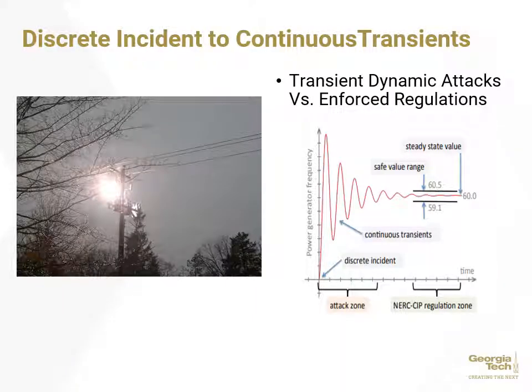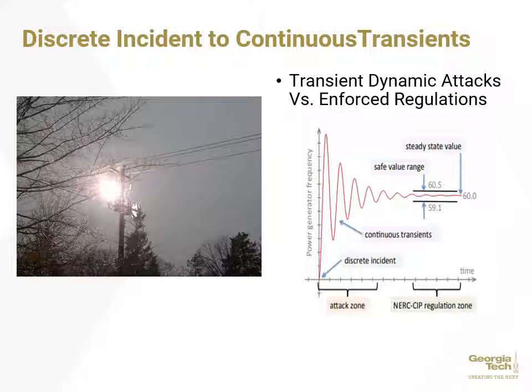So here, what we discuss is basically going from a discrete incident to a continuous transient. A discrete incident could be anything, like a fault, and a continuous transient could be a change in relays or a change in any power lines or topologies.